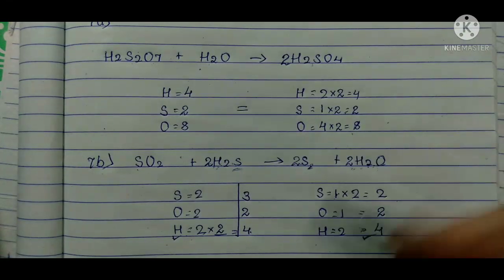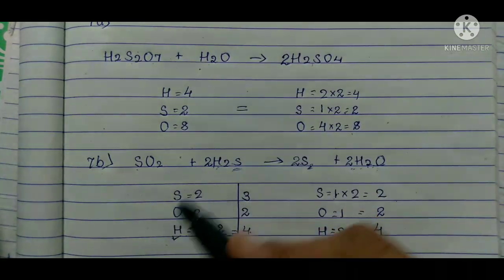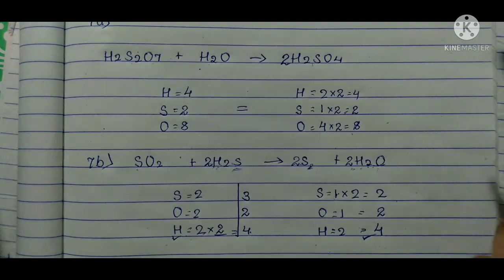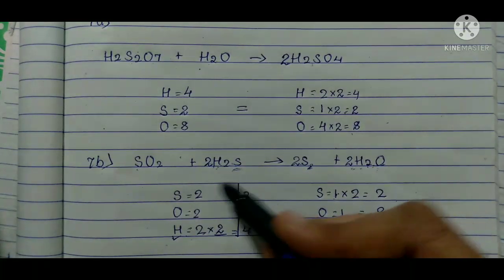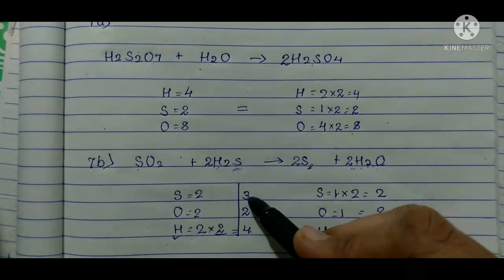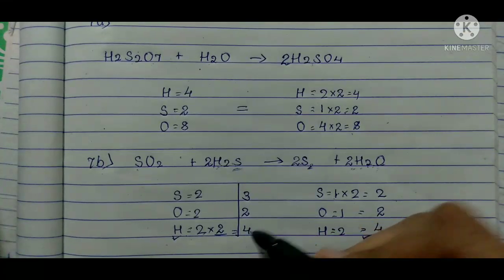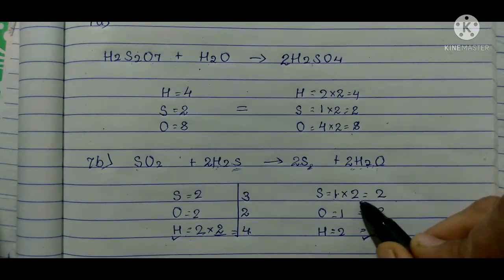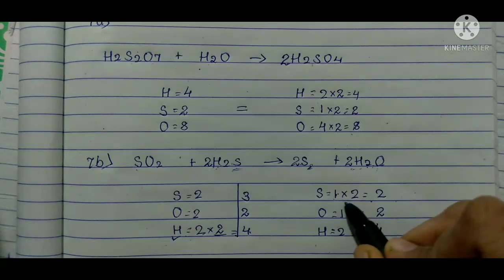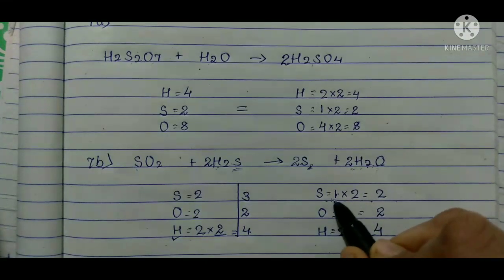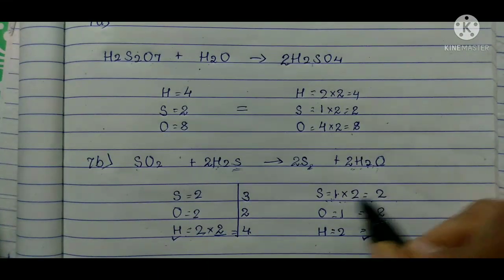4 hydrogen. So again I am repeating, if you had that pencil, see this portion is not required. You can rub and rewrite. So now I have 3 sulfur, 2 oxygen and 4 hydrogen. Here I have only 2 sulfur. So what do I have to do? Again I have to make changes in sulfur. 2 I have to make it 3.